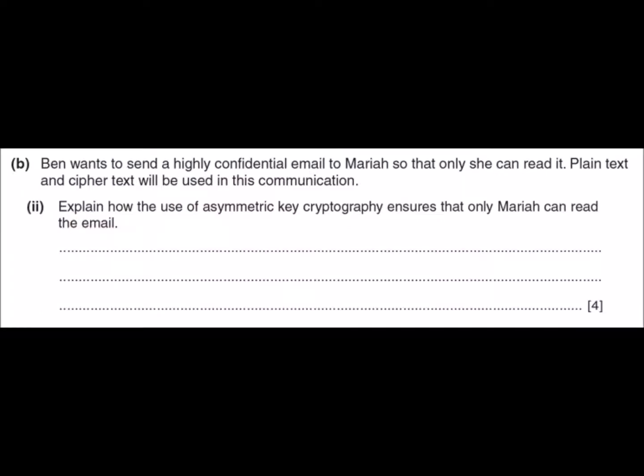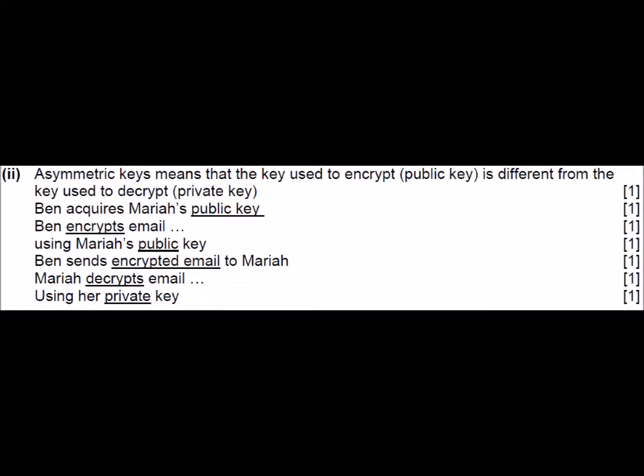For this next question, you need to say how the use of asymmetric key cryptography can ensure that only Mariah can read Ben's message. Again, I'll give you time to pause the video and try this for yourself. To answer this question properly, you need to mention the use of both public and private keys.